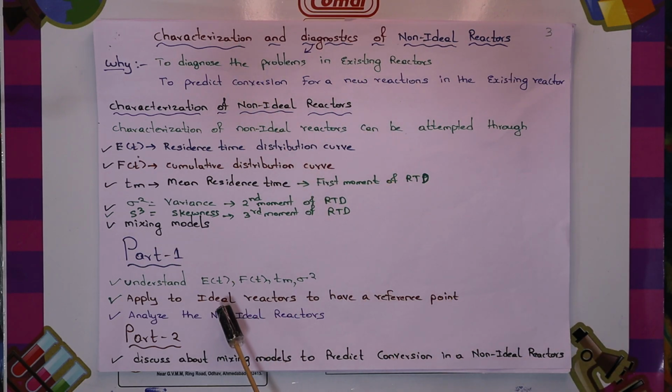We observed how the curves look for non-ideal reactors compared to ideal reactors. Based on the difference between the ideal reactor curve and the non-ideal reactor curve, we judged what kind of non-ideality was existing, whether it is bypassing or channeling. These kinds of non-idealities we have figured out. Now the last part is to discuss the mixing models, where we are going to finally predict the conversion by selecting the mixing model.